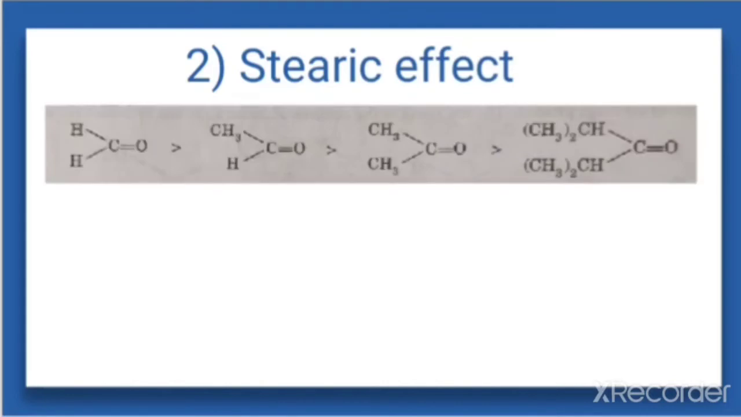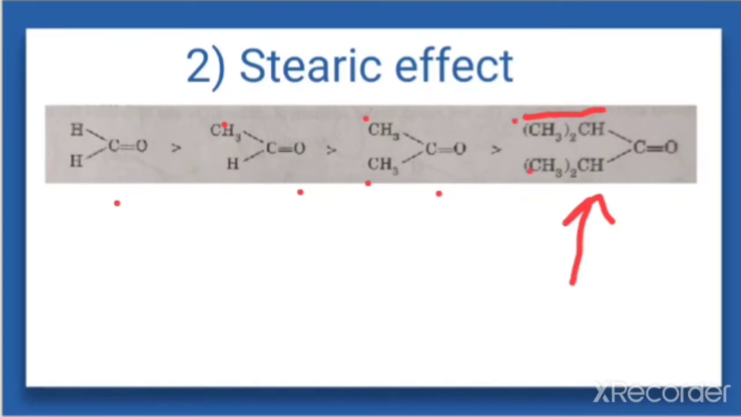So when we compare the reactivity of these molecules, first is formaldehyde, next is an aldehyde, that is acetaldehyde, because here R is the CH3 methyl group. When two methyl groups are there, it is a ketone, and particularly this ketone is called acetone. And this molecule is called diisopropyl ketone, because this group is the isopropyl group.